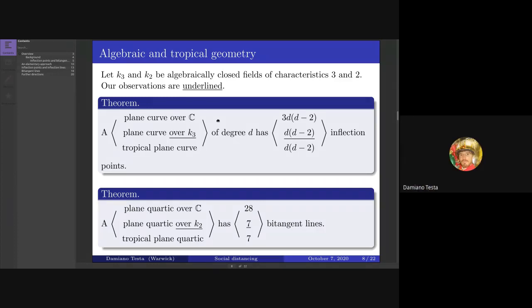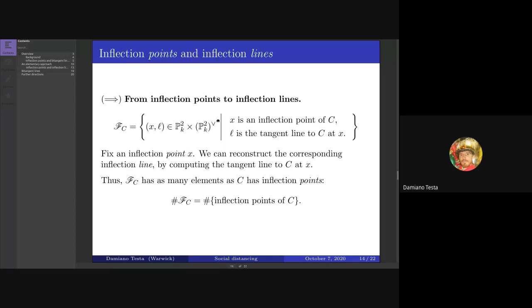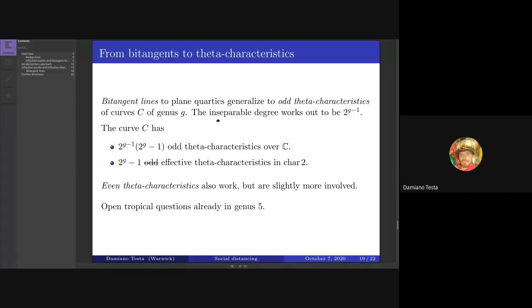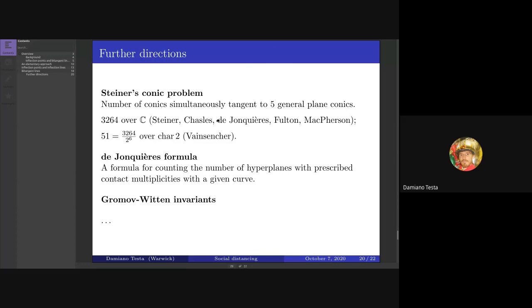I guess it's here. Okay, so the question is: is there a tropical count for either 3,264 or 51? I don't know. So you're referring to Steiner's conic problem. I don't know. If I were to guess, I think maybe the answer is no. My guess is that the tropical count would tell you either 51 or at best 102, more leaning towards 51, but I really do not know.